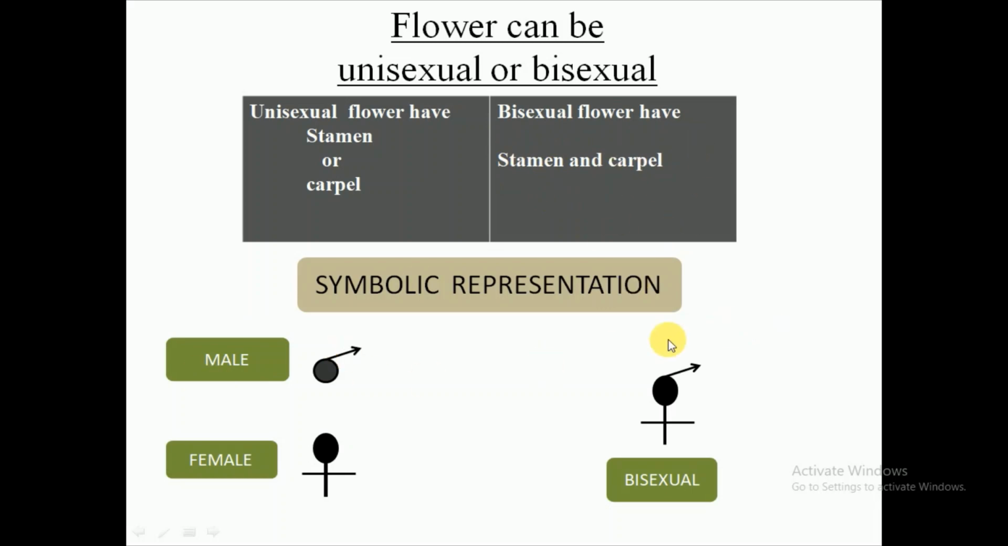So how are we going to represent it symbolically? Male is represented with an arrow and a circle. Female is represented with a circle and an addition sign, and for bisexual we make a combination of both male and female.